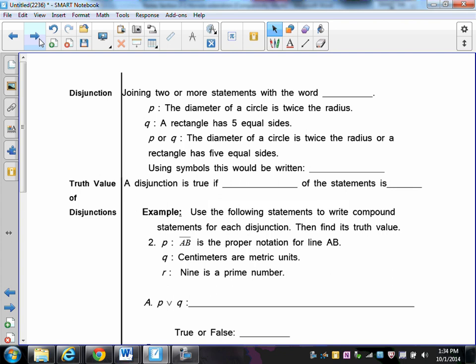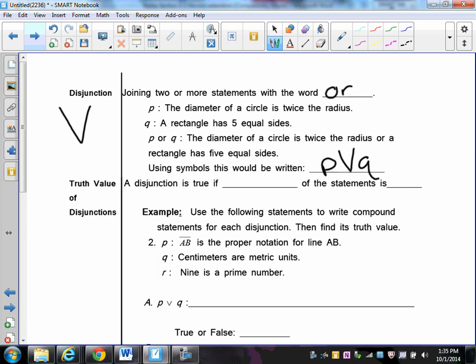On the other side of your paper, you see a disjunction. A disjunction is joining 2 or more statements with the word or. You should remember the symbol for disjunction is the arrow flipped around from and. P stands for the diameter of a circle is twice its radius. Q, a rectangle has 5 equal sides. P or Q: the diameter of a circle is twice the radius, or a rectangle has 5 equal sides. So using symbols, we would do P or Q.